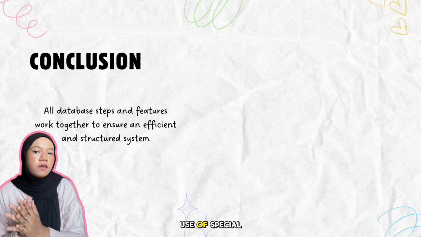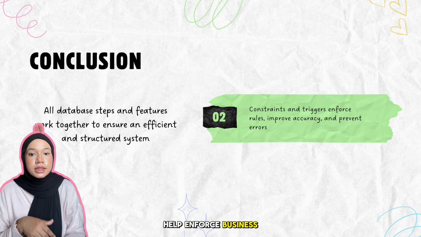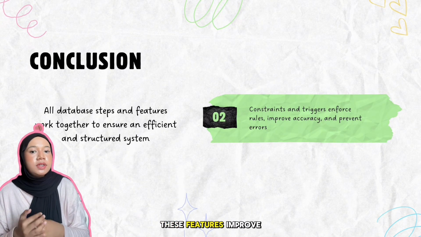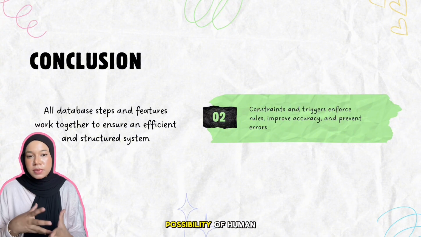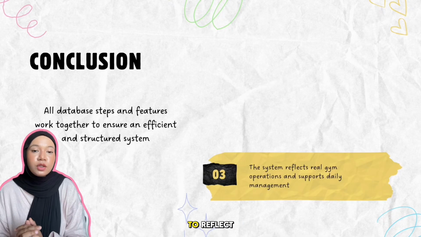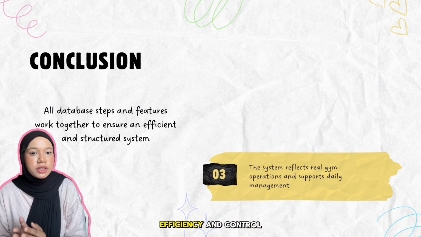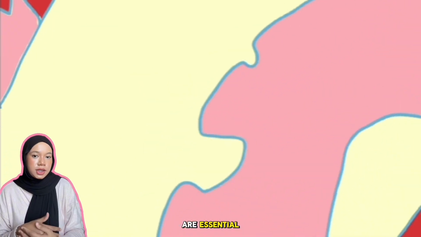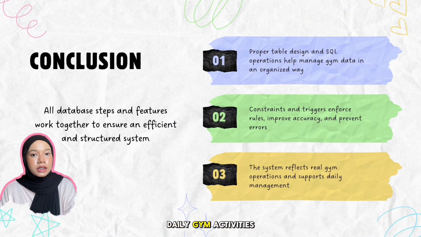In addition, the use of special features such as constraints and triggers helps enforce business rules automatically. These features improve data accuracy, prevent invalid actions, and reduce the possibility of human error. Overall, our gym management database is designed to reflect real gym operation, where data consistency, efficiency, and control are essential. This makes the system more reliable and suitable for managing daily gym activities.